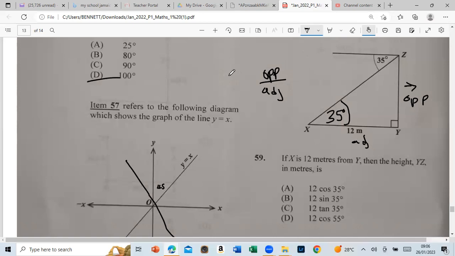How well would you guys do on this paper though? You could have gotten 60 out of 60. So that one would be 10.